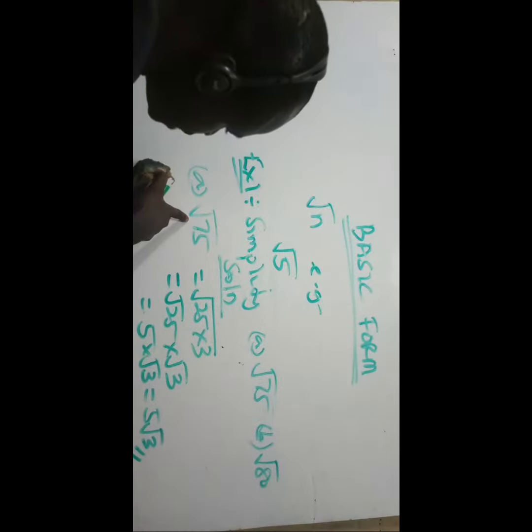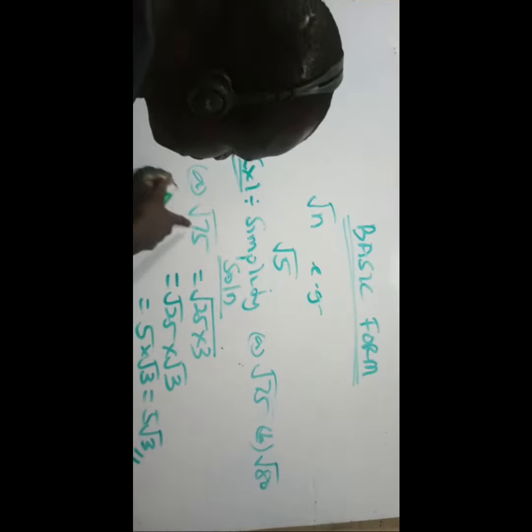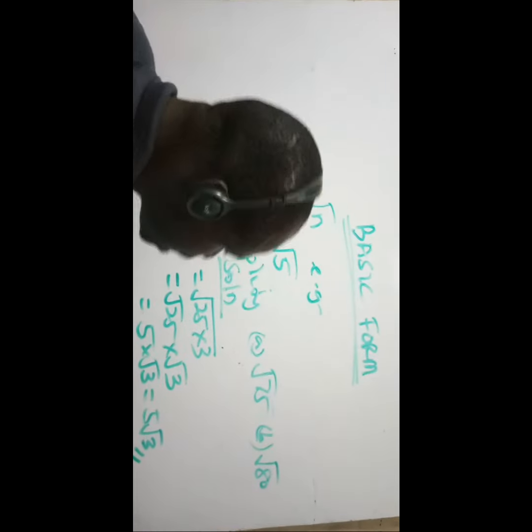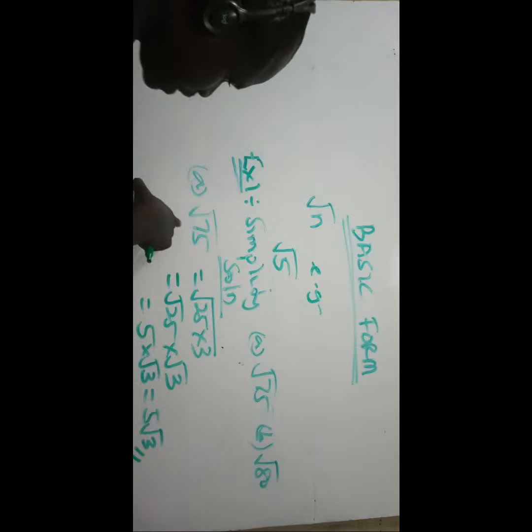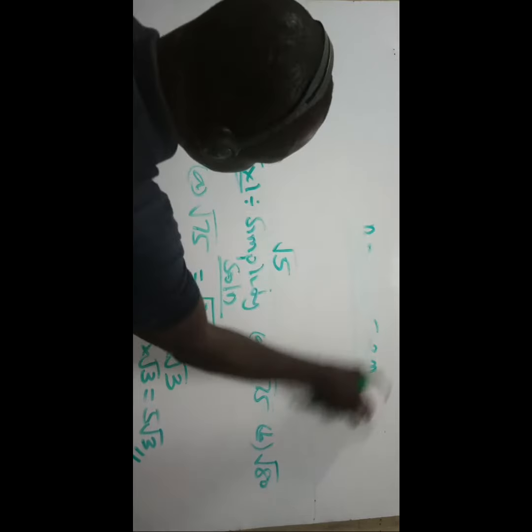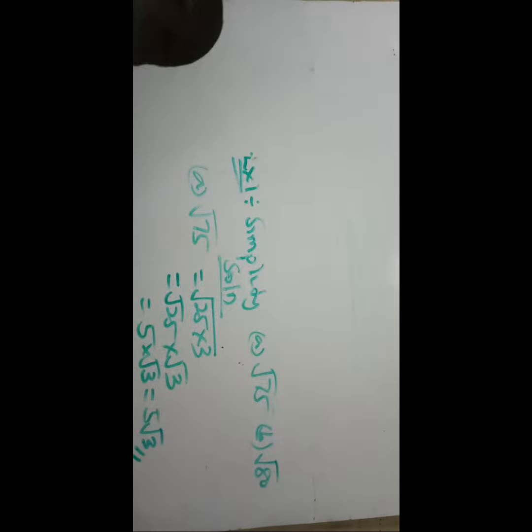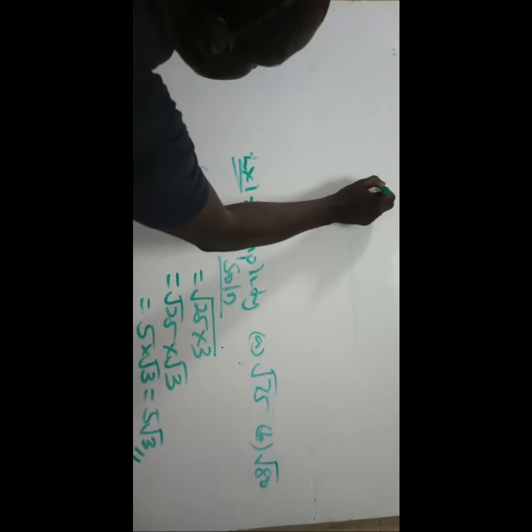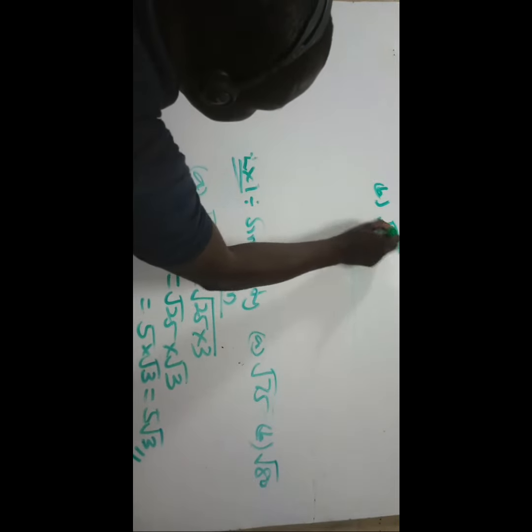This surd is root 75. The basic form of root 75 is 5 root 3. And you can be given a surd in basic form and be asked to convert it back to root 75. It is vice versa. Then the second example is when we have the square root of 80.